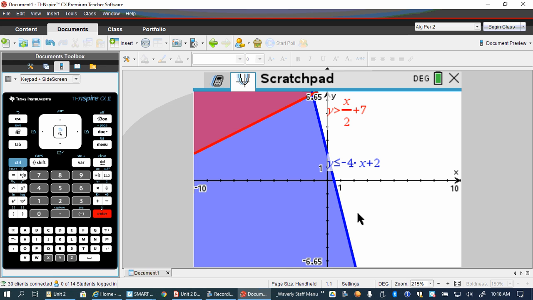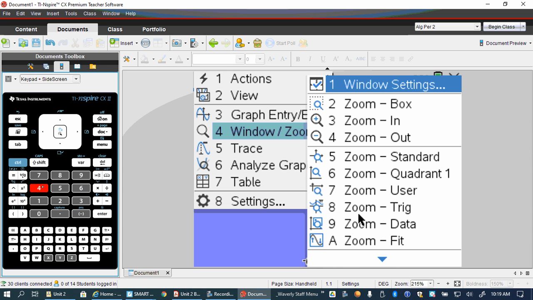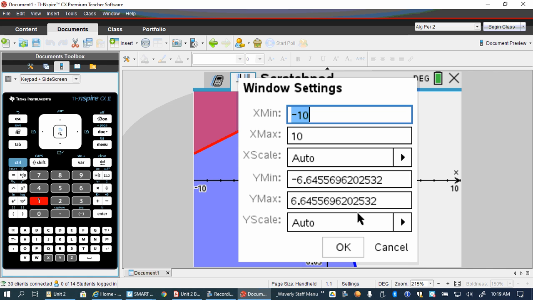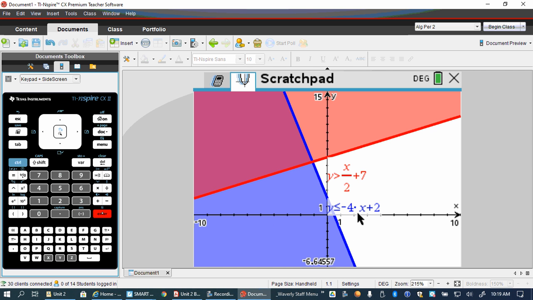Well, we'd have to expand our window here to see. Let's change the Y window to go up higher. It's 10, right? So let's do a Y max of, I don't know, 15. Remember how to do that? Menu, window zoom 4, window settings 1. Let's just change the Y max. I don't want it to be right on the edge of the screen. Okay, so is negative 2, 10 a solution?